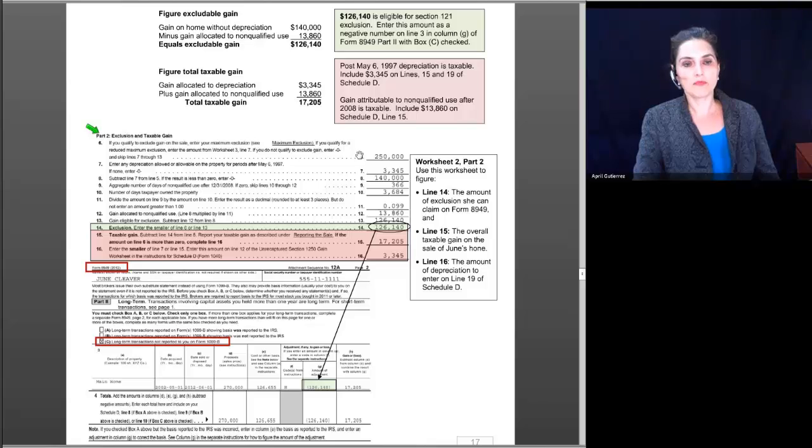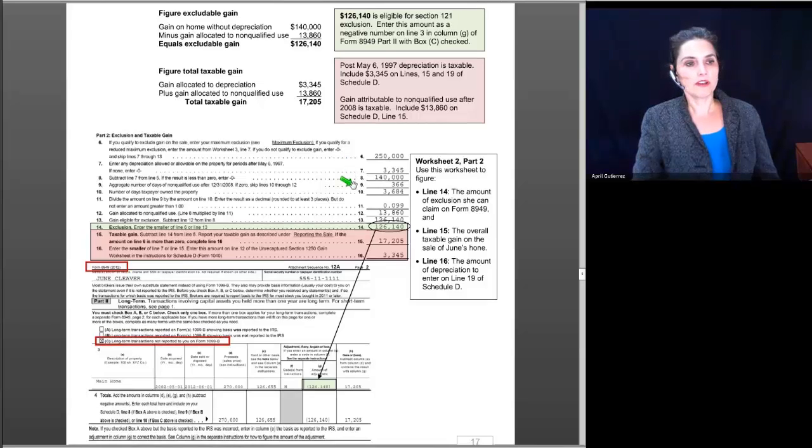So then we go over to part 2 of the worksheet, and all of these numbers flow through in exactly the same way. We enter the maximum exclusion amount she could be entitled to, $250,000. We also look at the amount of depreciation she could claim. We look at the total gain on the sale of the home. We look at the number of days of non-qualified use. We look at the number of days the taxpayer owned the property.